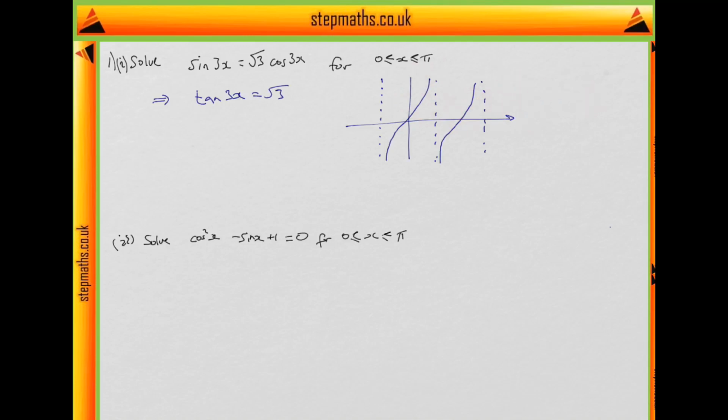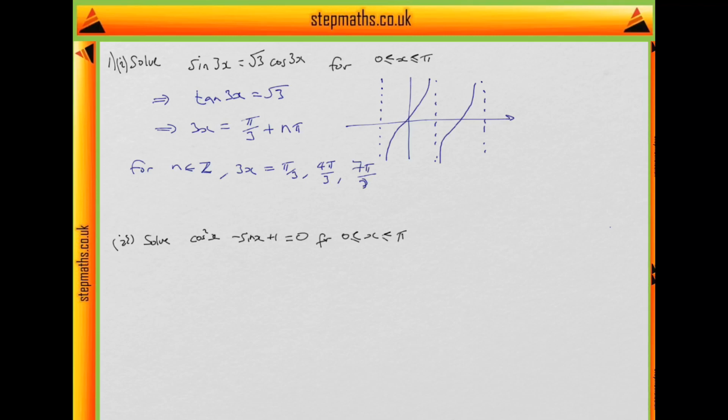So tan 3x equals root 3 implies that 3x equals pi by 3 is the solution, plus n pi for n an element of the integers. That simply means n is an integer. I.e., 3x will be equal to pi by 3, add pi, 4 pi by 3, or 7 pi by 3, and so on.